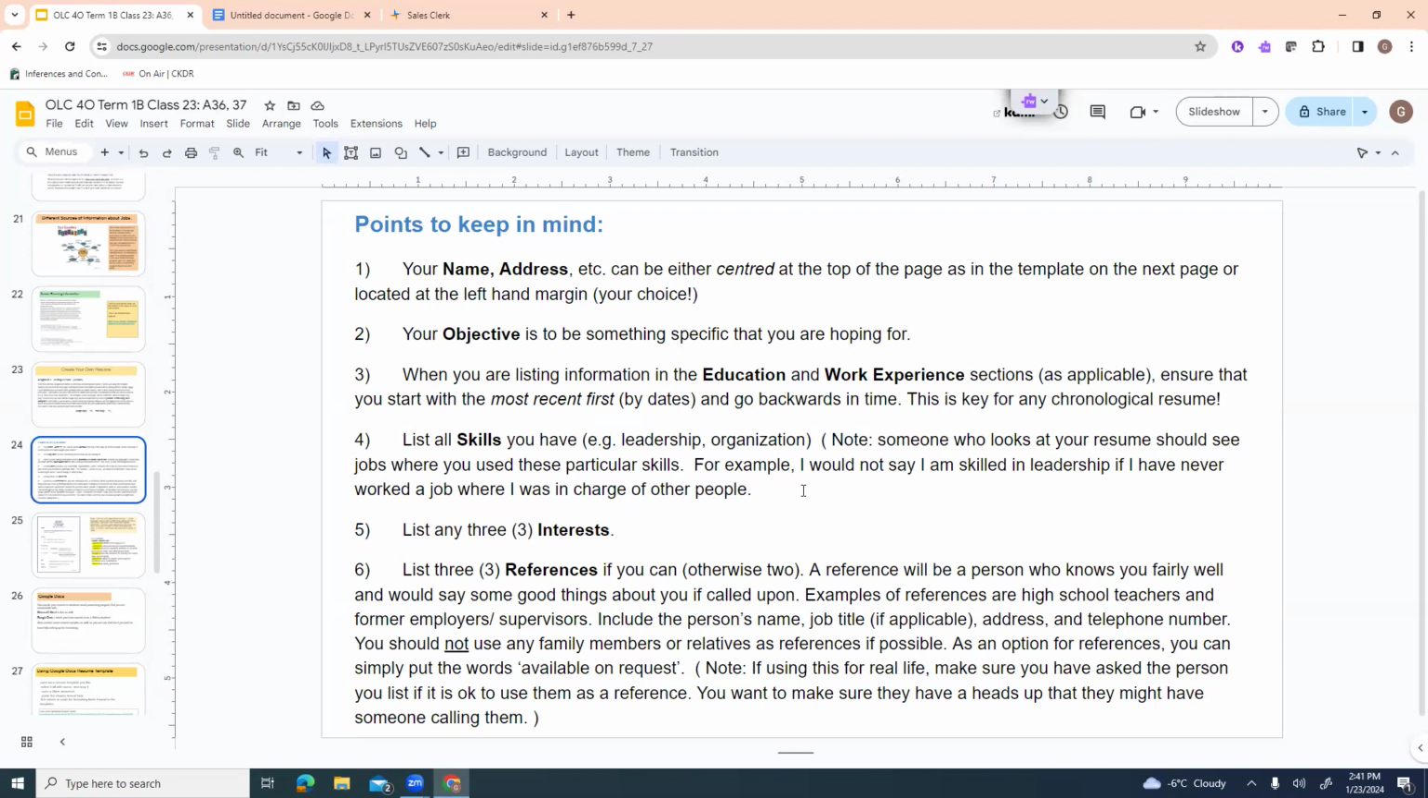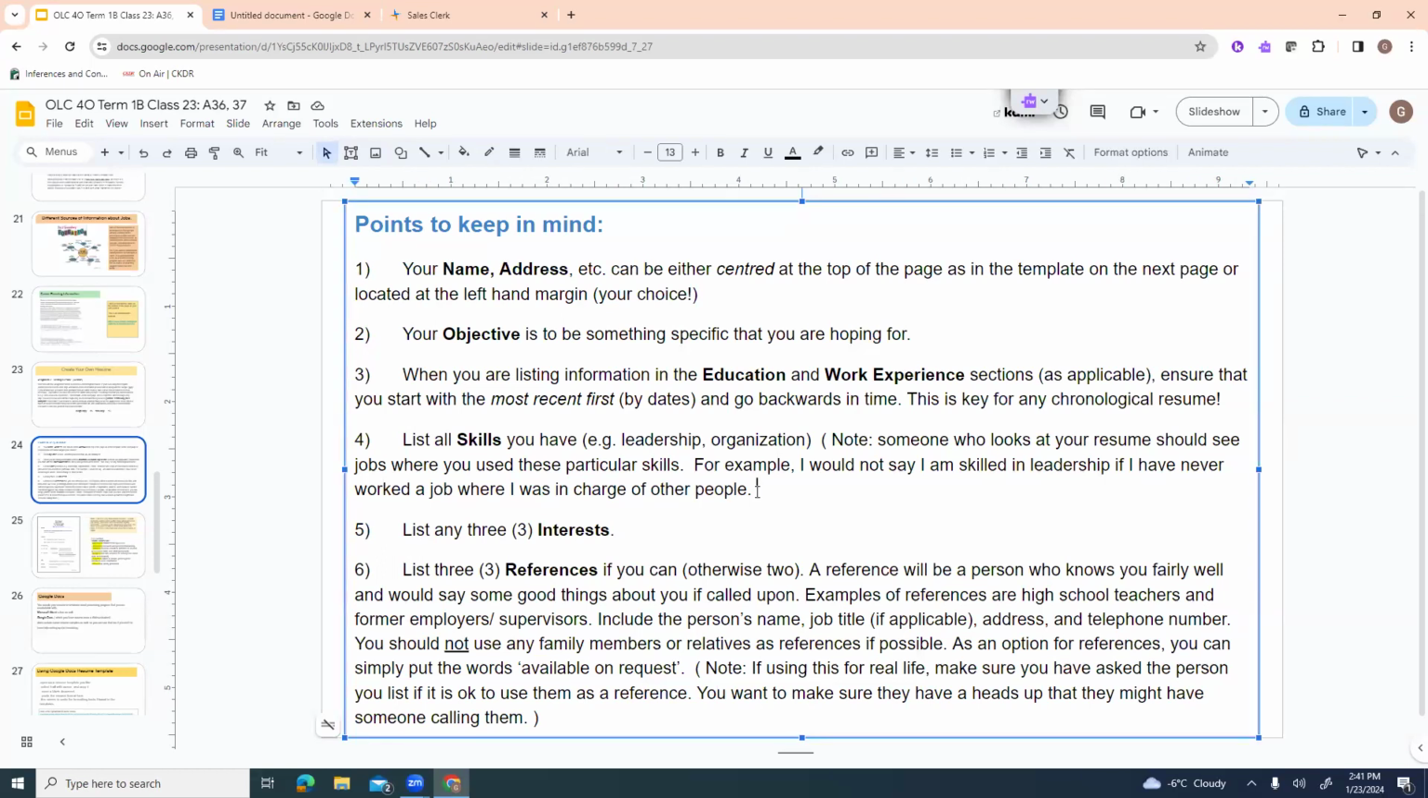List all the skills you have. Someone who looks at your resume should see jobs where you use these particular skills. For example, I would not write down that I'm skilled in leadership if I've never worked at a job where I was in charge of other people, because it's just not going to look believable. It has to be skills where it makes sense.